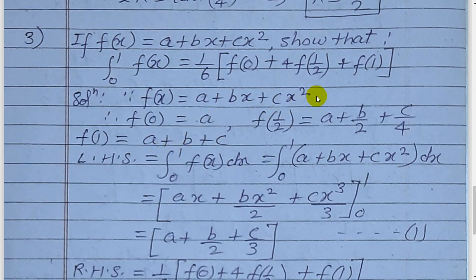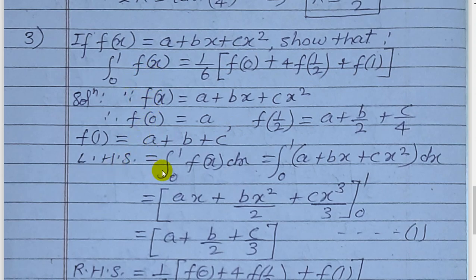Now find out f of 1 also. Put x equal to 1 in the same function. We get f of 1, that is a plus b into 1 plus c into 1 square. Therefore f of 1 equals a plus b plus c. So we get three different values of function fx: f of 0, f of half and f of 1, which are required in the right hand side of the same question. Now we should take the left hand side.